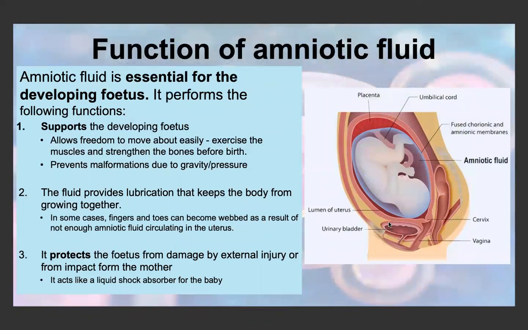The amniotic fluid has a few very essential functions. Some of these are to support the developing fetus, so it allows it to move about freely in this liquid environment so that it can exercise its muscles and strengthen its bones. It also prevents any malformations due to gravity or pressure, because the liquid prevents the full force of gravity from being exerted on the developing fetus. The fluid also provides lubrication that keeps the body from growing together. When you see something like webbed toes and fingers, that could be a result of not enough amniotic fluid in the uterus. The amniotic fluid also protects the fetus from damage by external injury or by impact from the mother, like a liquid shock absorber.